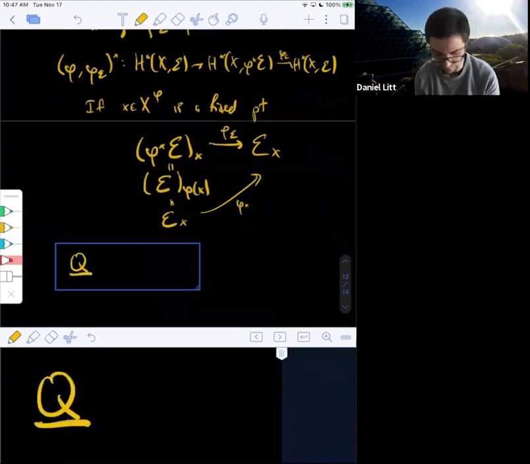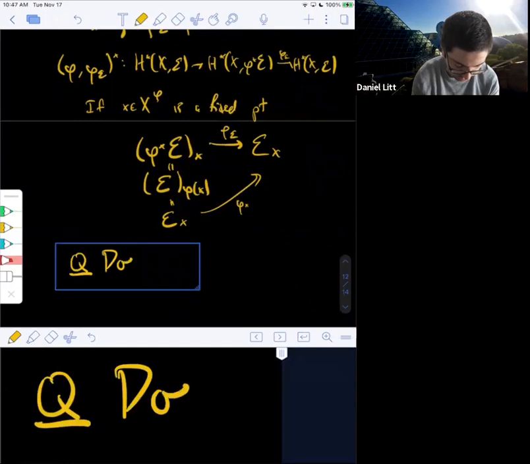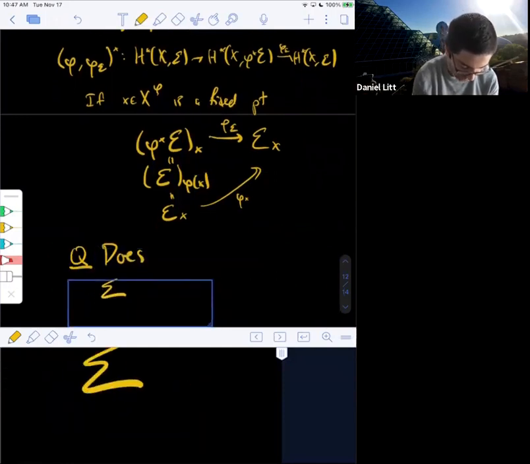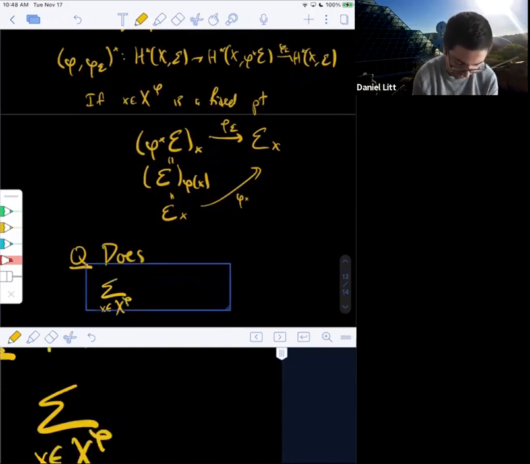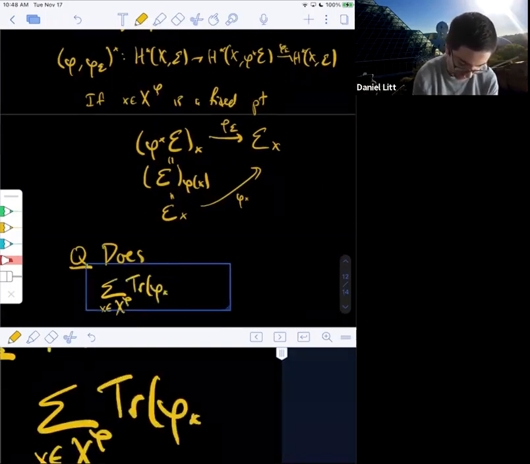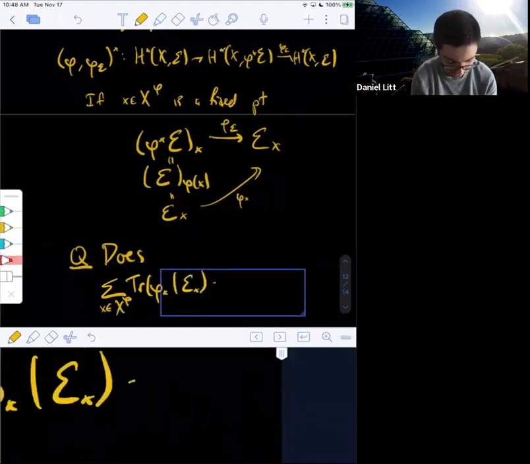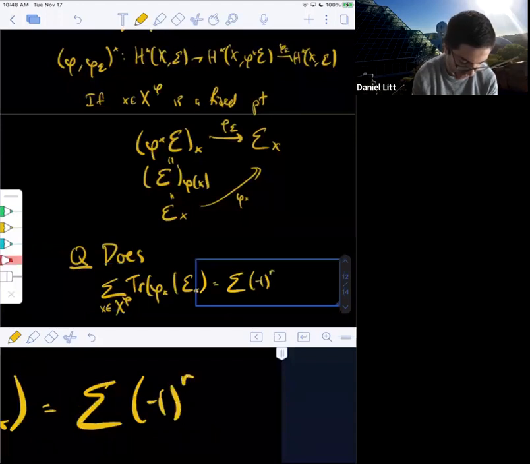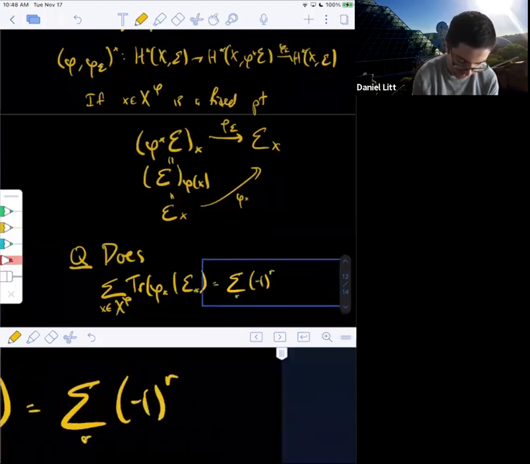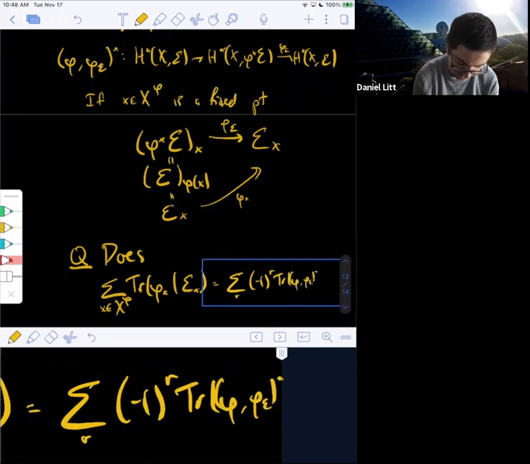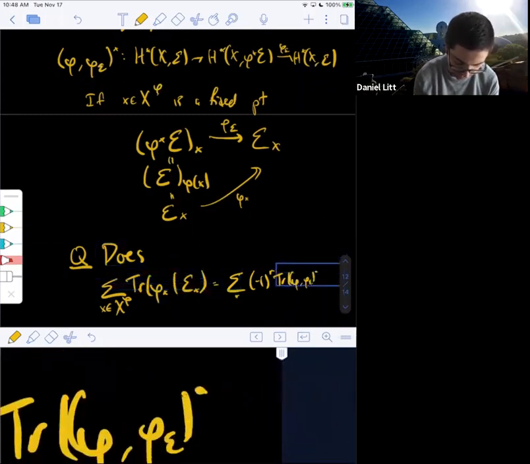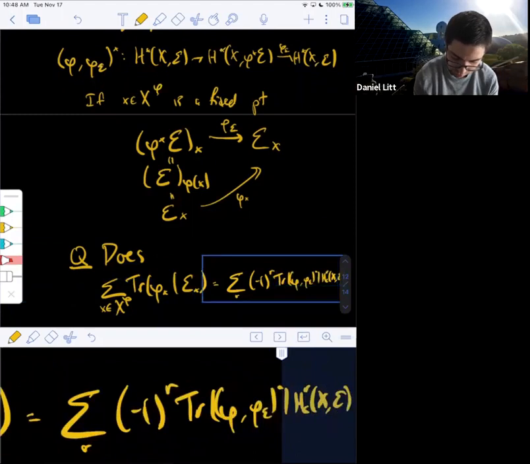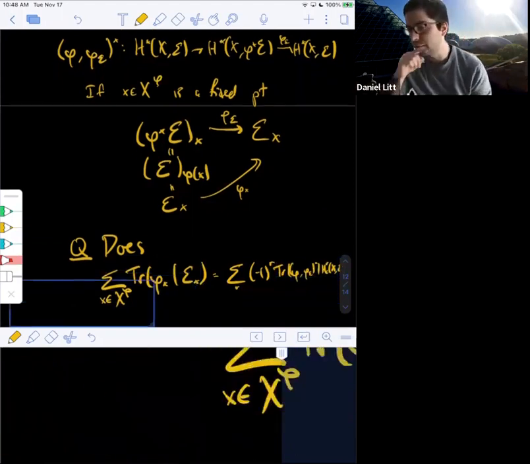So the question, and this is the sort of thing we would like to understand, is: does the sum over x in the fixed points of phi of the traces of these phi_x's, which are endomorphisms of the fibers of E, equal the sum of (-1)^r over r of the trace of these (phi, phi_E) stars acting on, well, it'll actually be on compactly supported cohomology of X with coefficients in E? So this is the kind of thing we're looking for. So this is at least hopefully plausible.